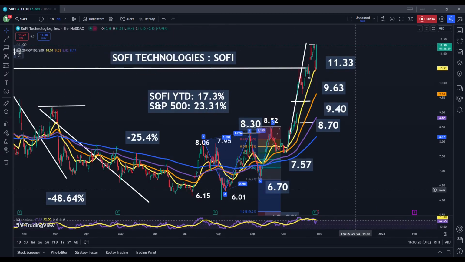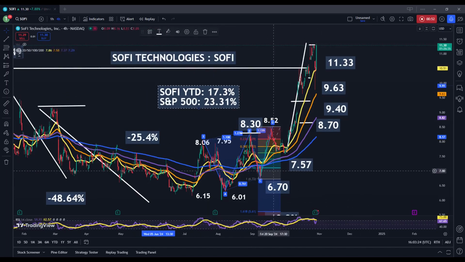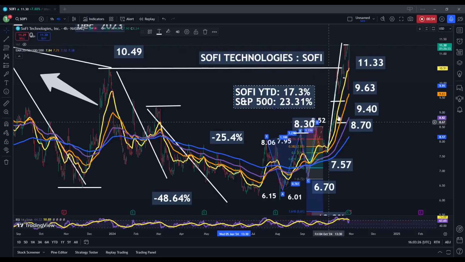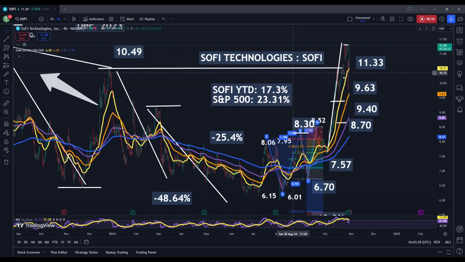So what we're looking at here is the 4-hour time frame. Each candle on this price chart represents a 4-hour trading period. And as we can see now, we're just starting to recover some of the prior losses following this most recent earnings report from SoFi.